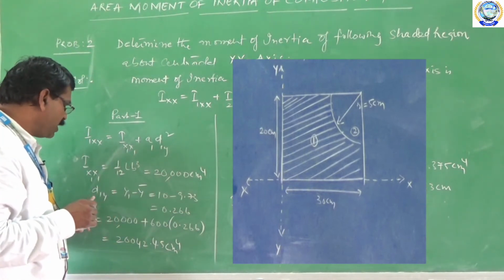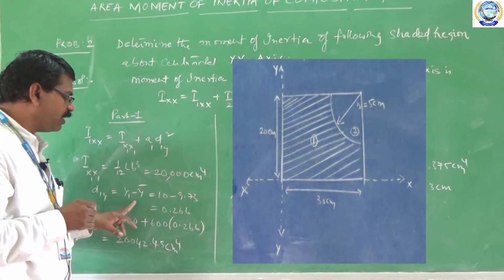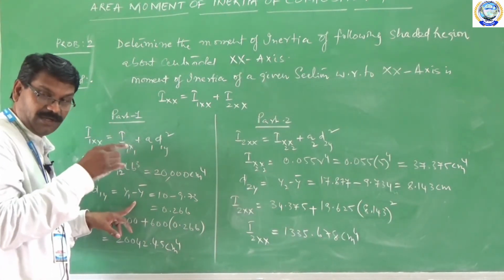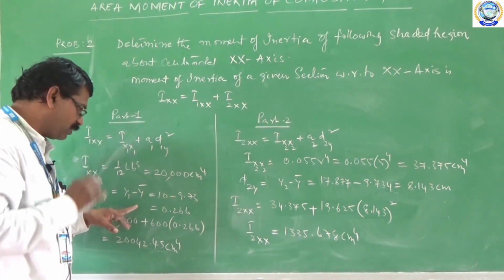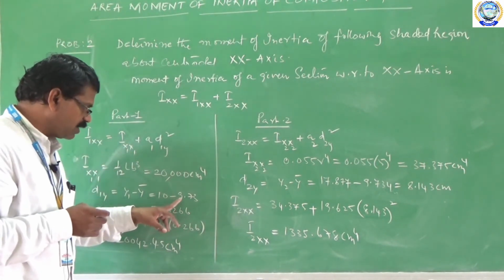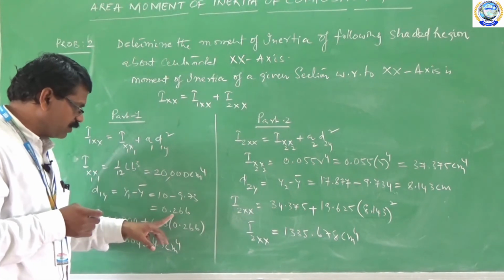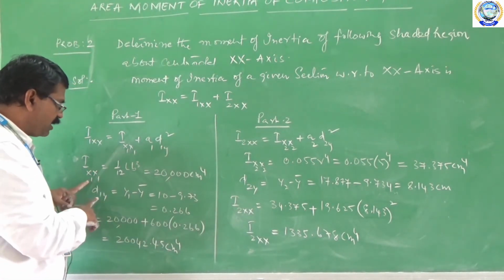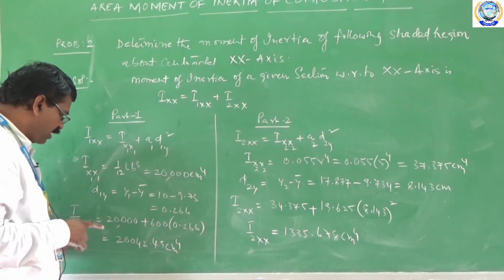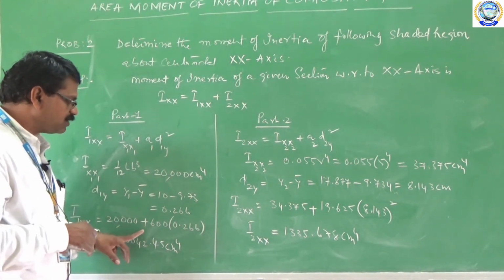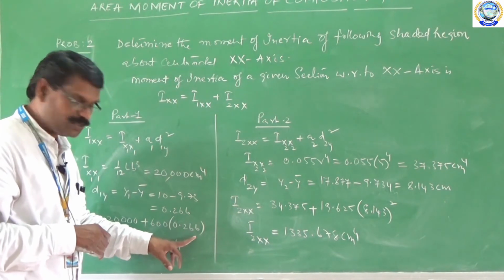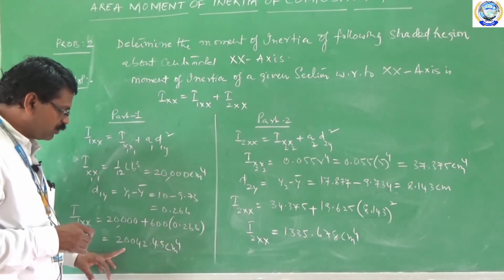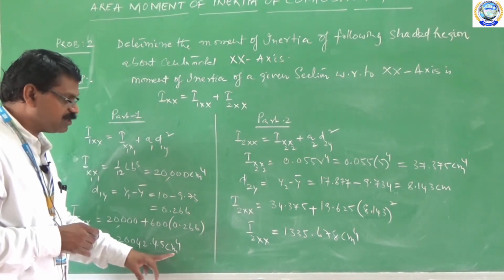And D1y is equal to Y1 minus Y bar. For the first coordinate, we find Y1 minus Y coordinate. We will subtract Y coordinate from Y1. That is equal to how much? 10 minus 9.73, which is equal to 0.266. Now, using this I_x1x1 and A1 D1y, we will get I1_xx is equal to 20,000 plus 600 into 0.266. After simplifying this, we will get I1_xx is equal to 20,042.45 centimeter to the power 4.